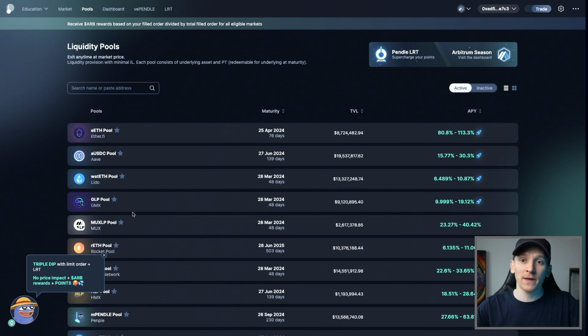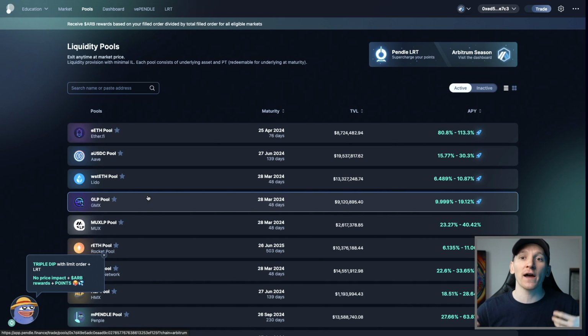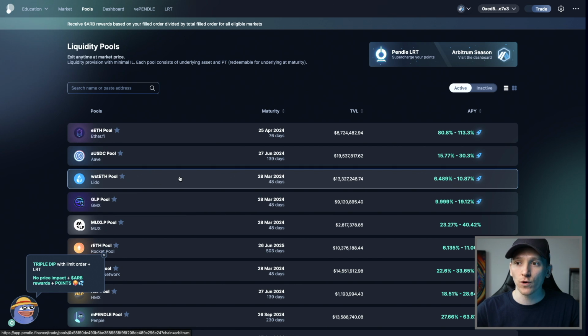Because users on Pendle are trading in and out of these tokens all of the time, the PT, YT, the underlying, they use Pendle's AMM, which is a decentralized exchange, to trade these tokens. And so what we can do, just like any other decentralized exchange, is provide our liquidity onto here in order to give liquidity to traders and get their trading fees. So some of these pools are offering pretty good APYs as well.